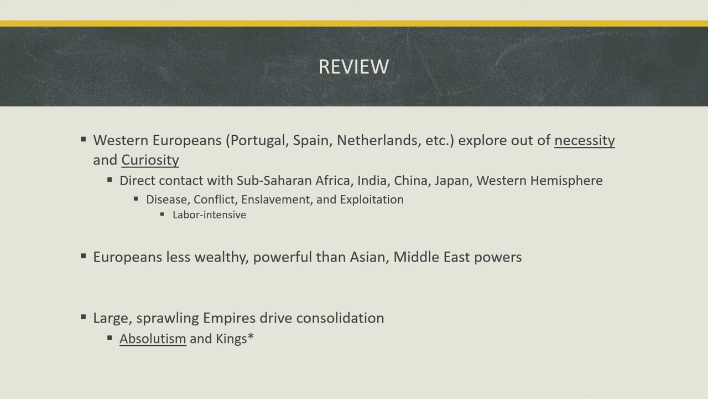After a couple of centuries, Europeans find themselves in control of vast, sprawling empires, whether real physical empires, such as the owning of land in the Western Hemisphere, or vast trading empires, in the case of the Dutch, for example. Although they also do take some land, but not nearly to the degree that the Spanish or later on the English will. But it's these vast trading empires, these sprawling empires, that really drive the need for consolidation. Now, there's different types of consolidation. I've only touched upon one, and that is absolutism and the power of kings.